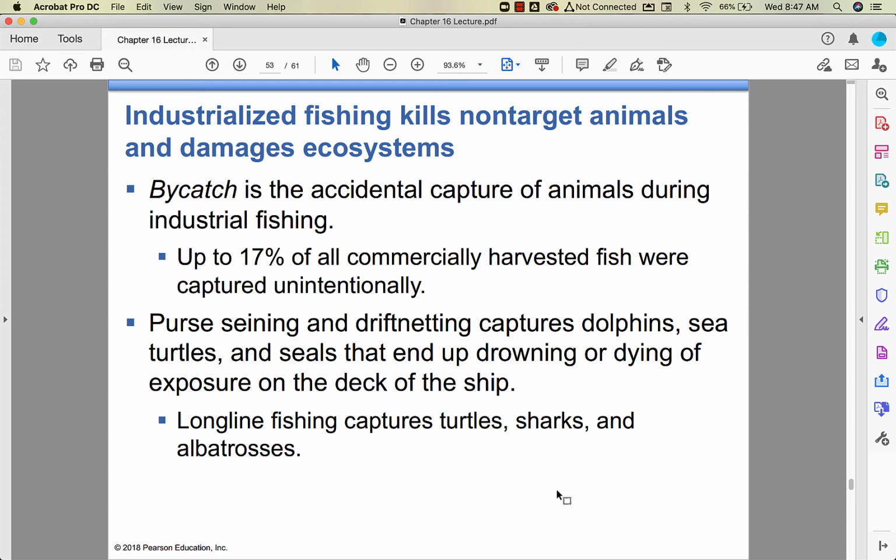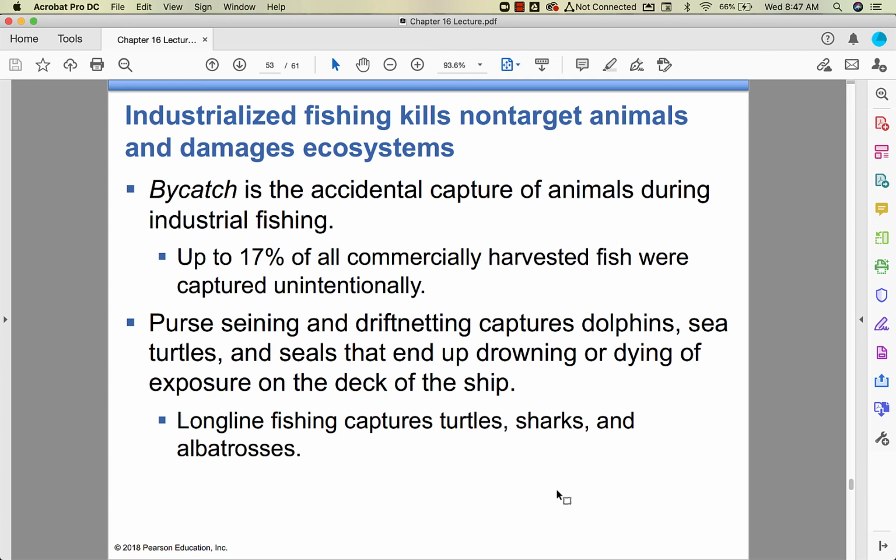70% of all commercially harvested fish were captured unintentionally. And we can talk about the tuna industry in Japan when I was in high school, so I can tell you guys about that. Purse seining and drift netting capture all kinds of organisms. They pull them up and they stay submerged too long because these are air breathers, and they drown in the net, or they die of exposure on the deck of a ship, which is sad.